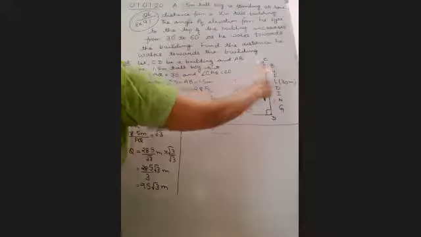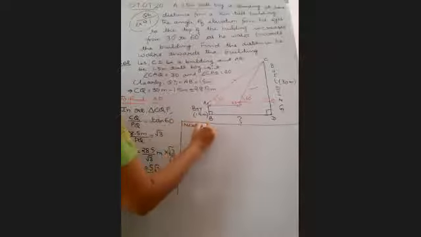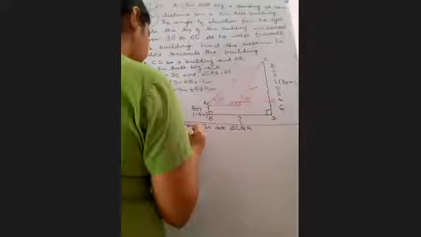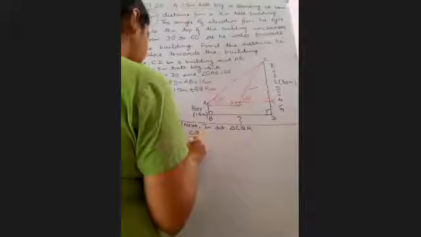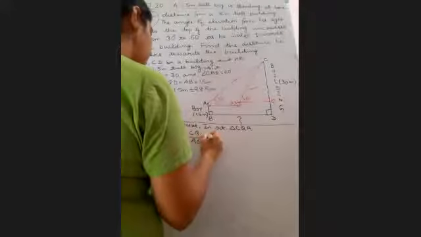Now next is which triangle? CQA. In right triangle CQA, what will we get? CQ upon AQ is tan 30 degree.